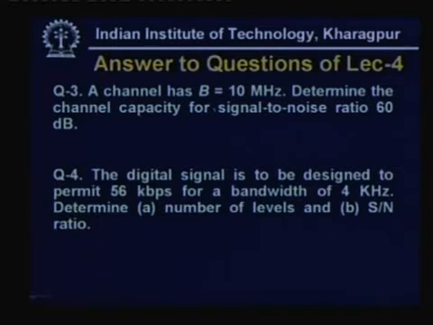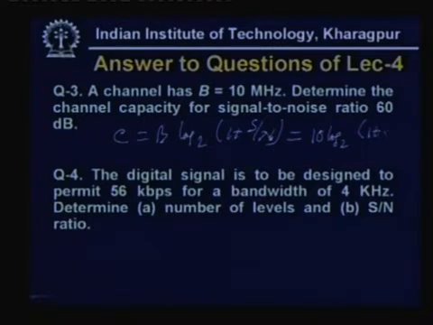Third problem was: a channel has a bandwidth of 10 megahertz. Determine the channel capacity for signal to noise ratio 60 dB. So as we know the formula, C is equal to B log 2 (1 plus S by N). So with the help of this you can find out. So 10 log 2 (1 plus 60) gives you 59.307. Here it is megahertz, so megabits per second. So this is the maximum possible channel limit, you can say, 59 megabits per second.